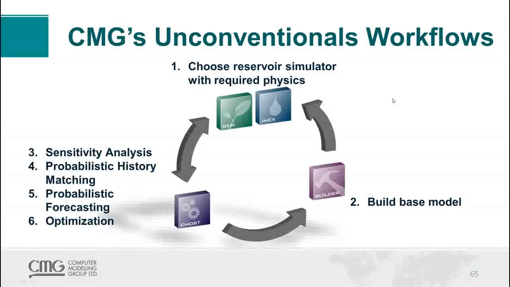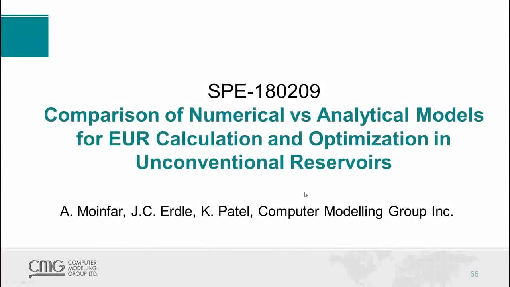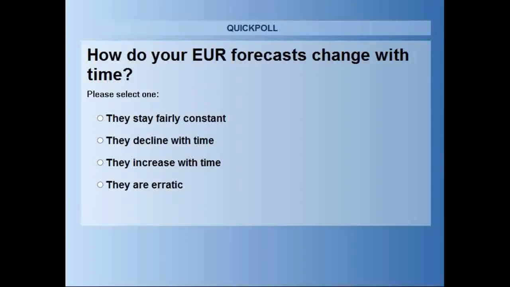So this is a summary, the workflows, and the key thing here is that as the user of this technology, you really only have to build a base case model, decide which parameters you want to allow CMOS to vary, and then CMOS does all the rest of the work for you. So at this point, I'm going to pause for a second. We're going to get into our RTA versus CMG comparison, but Anjani is going to pose a question to the audience, and we hope that you'll respond.